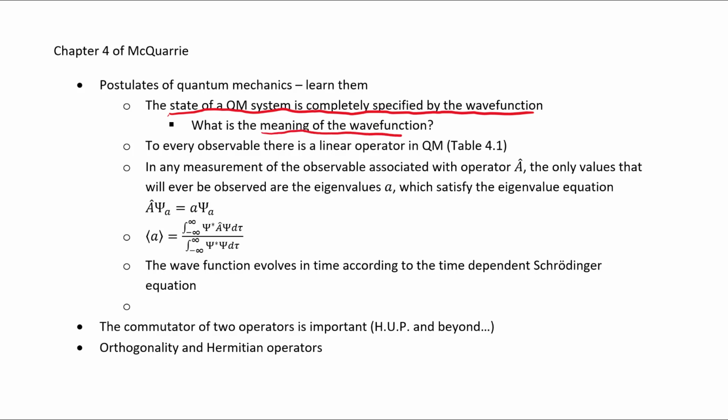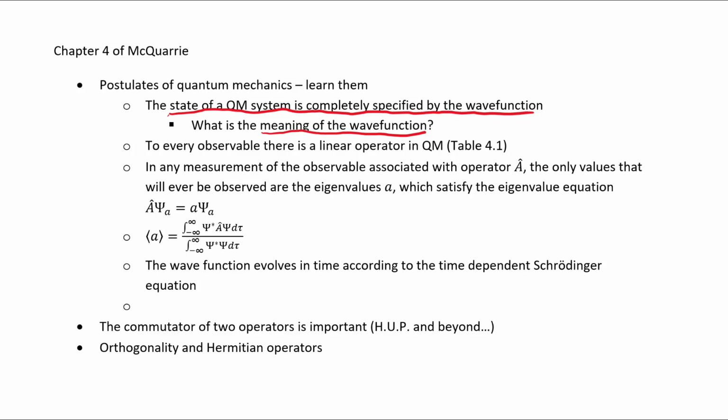What's the meaning of the wave function? It's the wave function squared that is the probability density. So when we multiply a probability density by a volume element, we end up with a probability, given the limits of the integral.